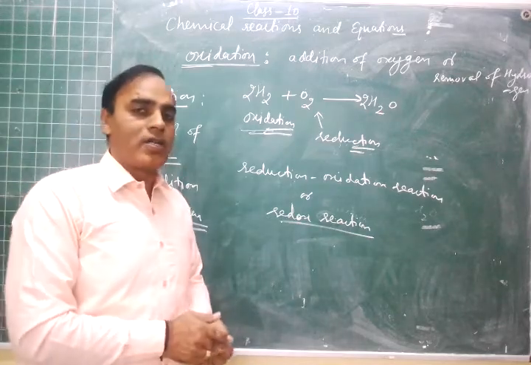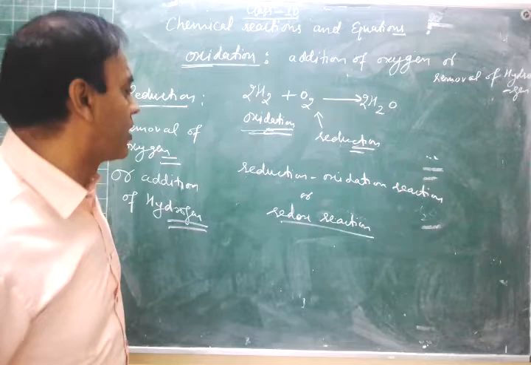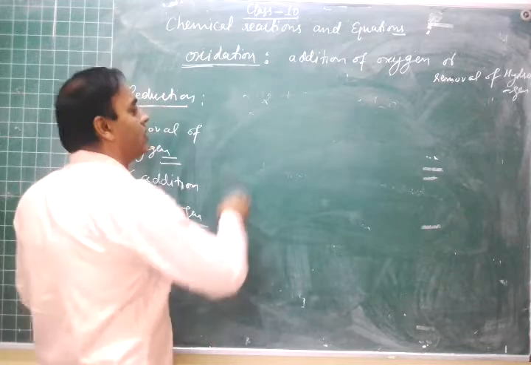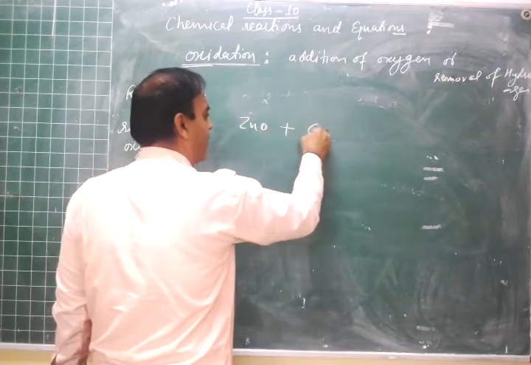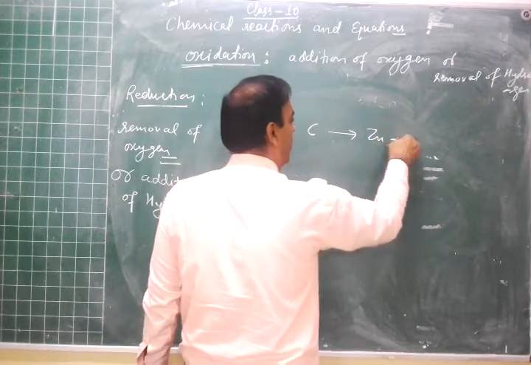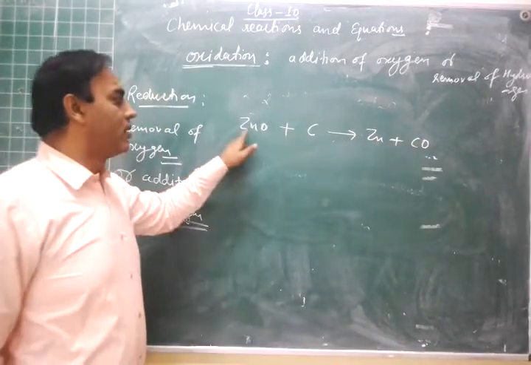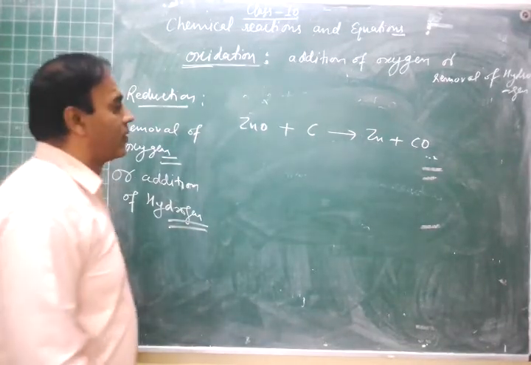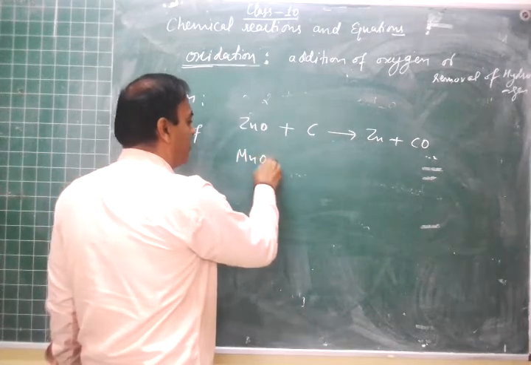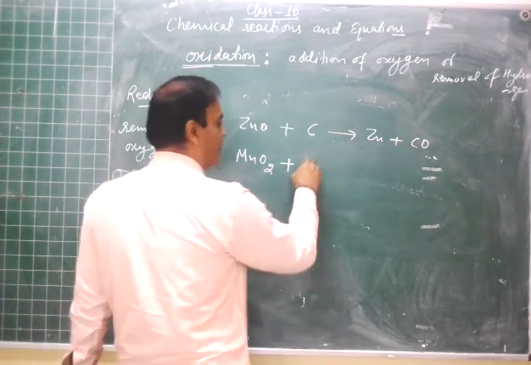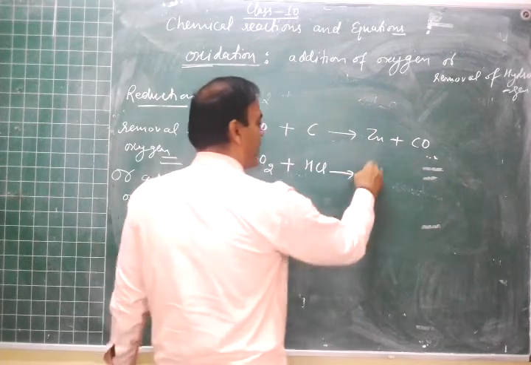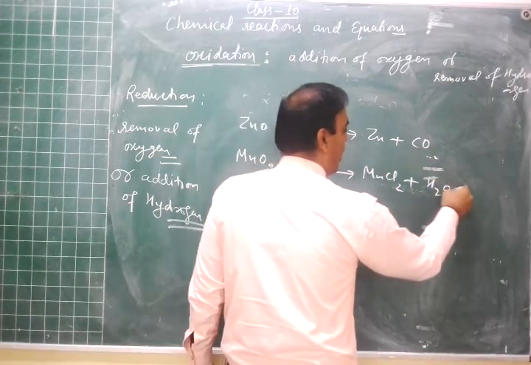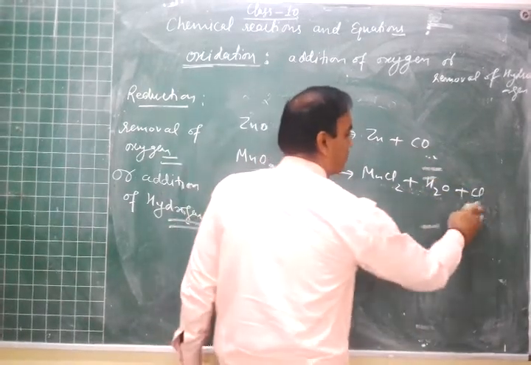So this is about oxygen reduction. We can take more examples, like those given in your book. Zinc oxide, when it is reacted with carbon, forms zinc and carbon monoxide, right? You can write another reaction, that is MnO2 plus HCl, and then this will give MnCl2, and then H2O is formed, and then chlorine is formed, Cl2.